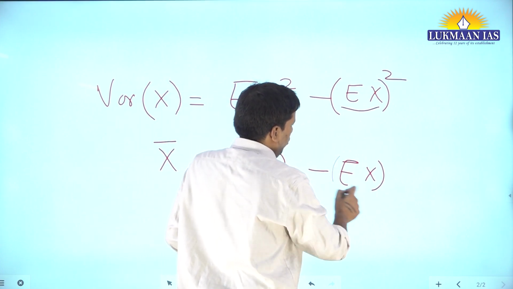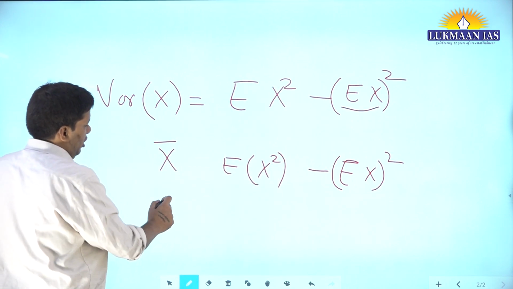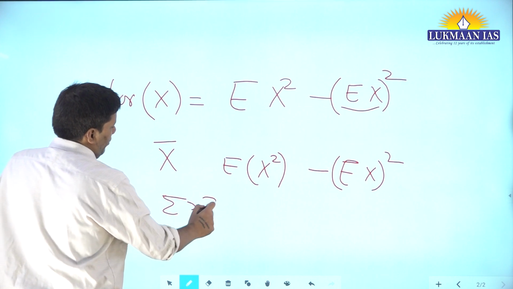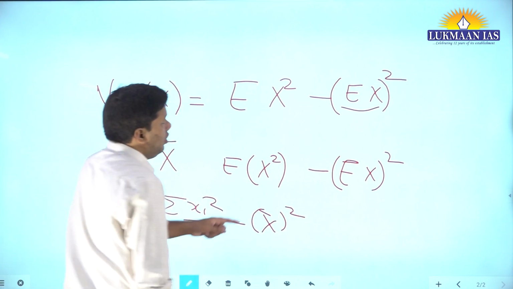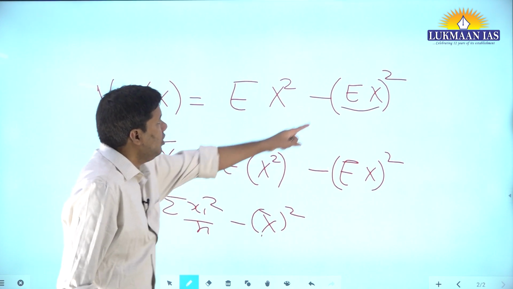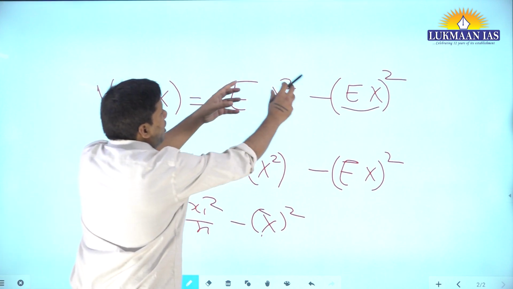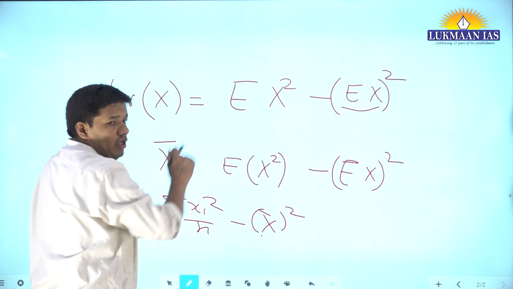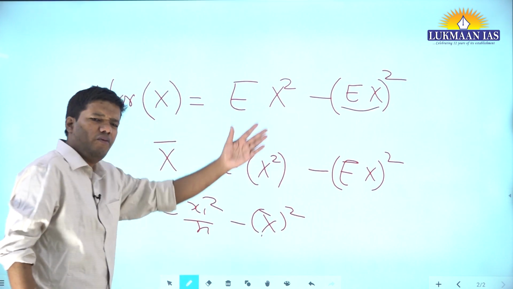E of X whole square. This is the same as, let's say, earlier we wrote the formula: x i minus x bar, whole square. So this is nothing but the expected value: you are taking the squares and just calculating their expected value. So this formula and this formula are the same, just a different way of representation.